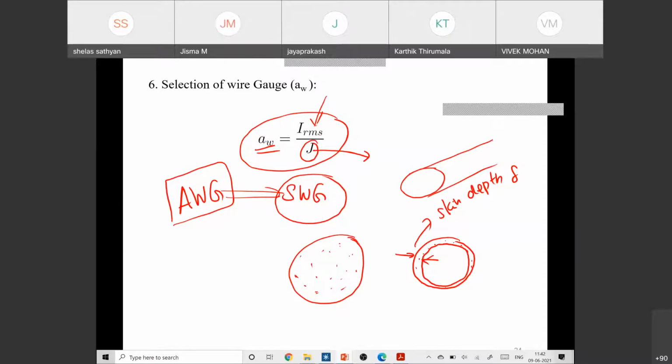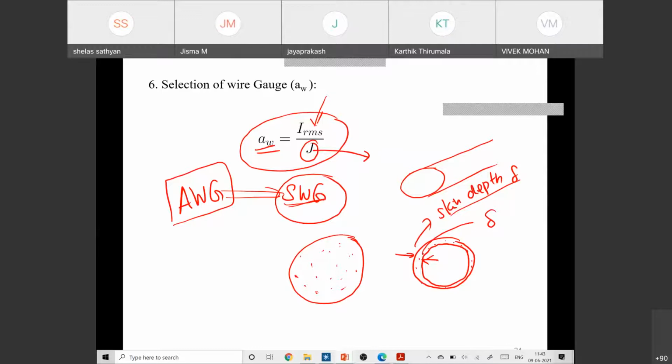So when you are using an inductor for a high frequency and you select a wire gauge having a required SWG, and once you wind it, one problem may come: the resistance offered by the conductor is quite high because of the skin effect. So what you have to do here, since skin depth comes into the picture, is note down the value of the skin depth.